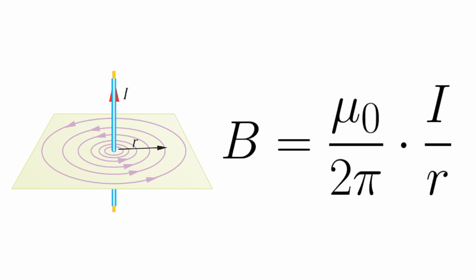So we know that a current carrying straight wire will have a circular magnetic field around, and the magnitude of that magnetic field can be found using this equation.